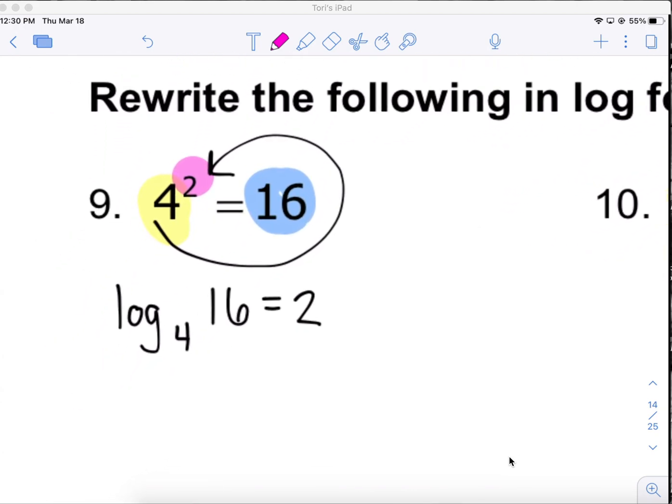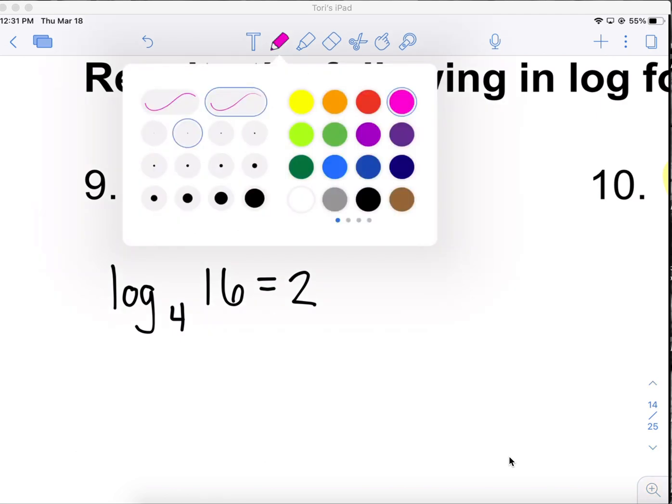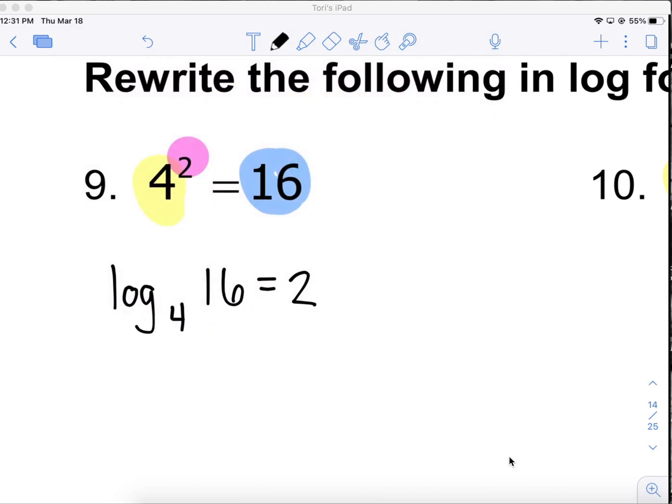We've already done forward. Now we're going backwards in the same direction. So if I give it to you in an exponent, you are going to use that same loop-de-loop or that same swish to tell you the order. Follow my loop-de-loop. I'm going to go in order 4 to 16 to 2. Log base 4 of 16 is equal to 2.